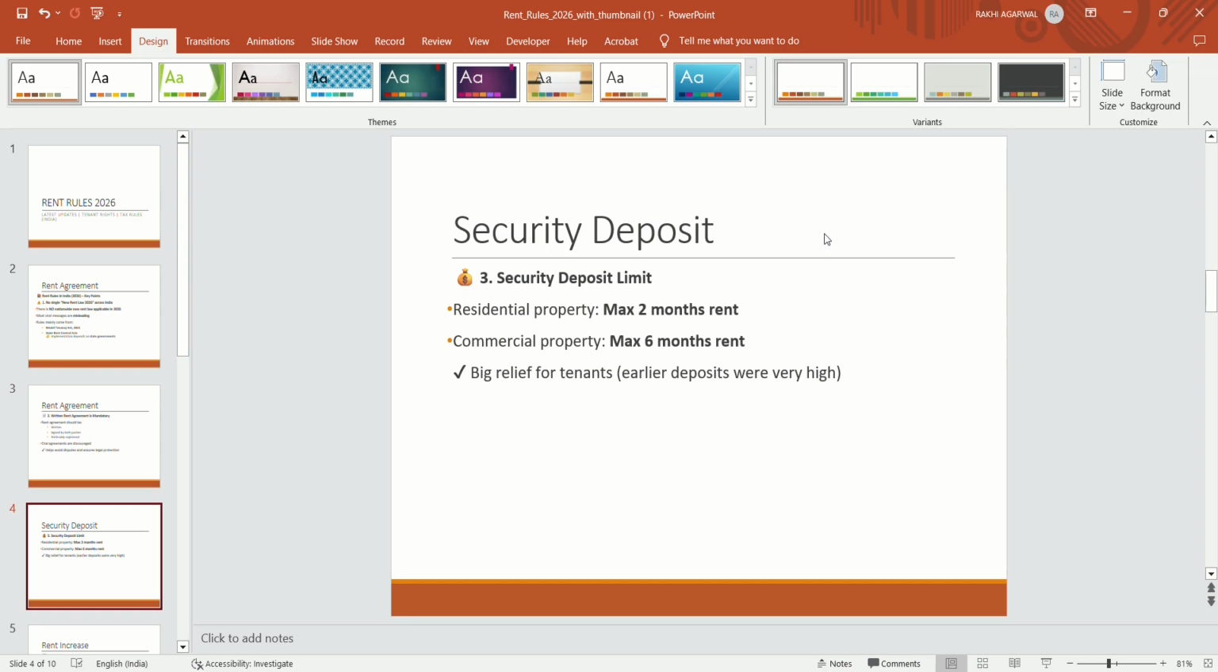Security deposits. The government has set the security deposit for residential property: a maximum of 2 months' rent is to be given in the form of security deposit, and in case of commercial property, a maximum of 6 months' rent is to be given. Big relief for tenants. Earlier, deposits were very high.